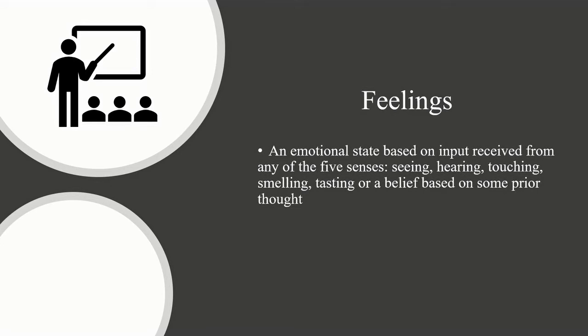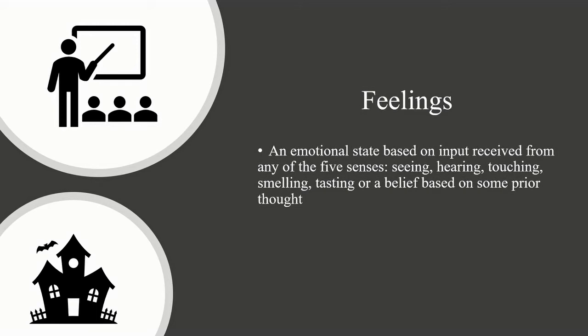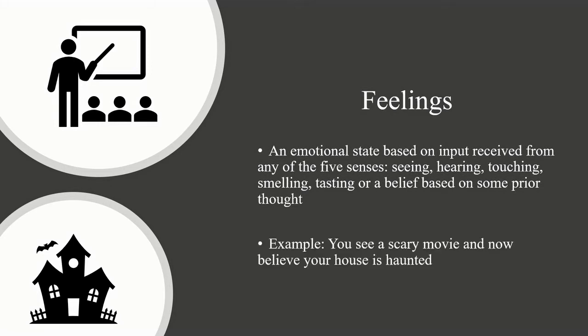An emotional state based on input received from any of the five senses. This is seeing, hearing, touching, smelling, and tasting. Or a belief based on some prior thought. Let's give you an example of that last part, a belief based on some prior thought. You see over there in the corner, we've got this little scary house. Now, let's say we went to a scary movie, and now, based on what we saw in the movie, we now believe that our house is haunted.